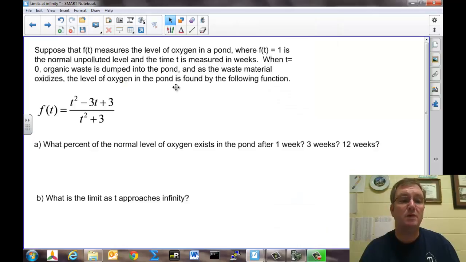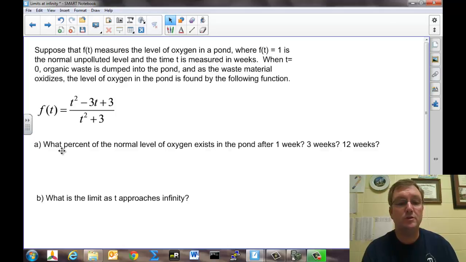Okay, a real-life problem, one of the first we've seen here. Suppose that this function measures the level of oxygen in a pond, where f of t equals 1 is a normal unpolluted level and the time t is measured in weeks. When t equals 0, organic waste is dumped into the pond and the waste material oxidizes. The level of the oxygen is found by the following function. So we've got a pond that normally has 100% oxygen, but something's been dumped into it and it's caused the level of oxygen to go down.